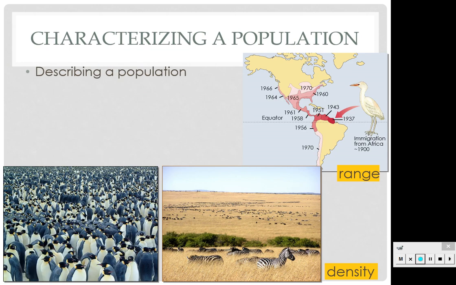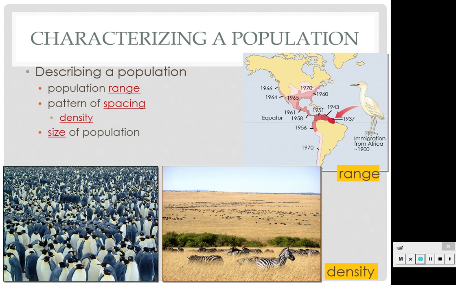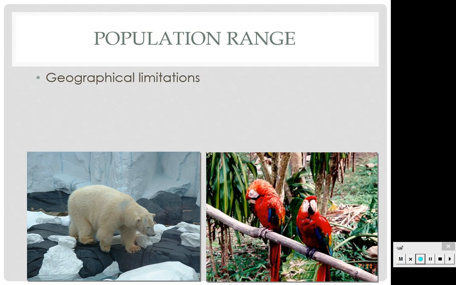Okay, so characterizing a population. What are we going to use to describe a population? Okay, we're going to talk about the population range. This is where they live, what area they cover. Pattern of spacing, how spread out, how packed are they. Okay, so that deals with density. We're going to talk about the size of the population, number of individuals.